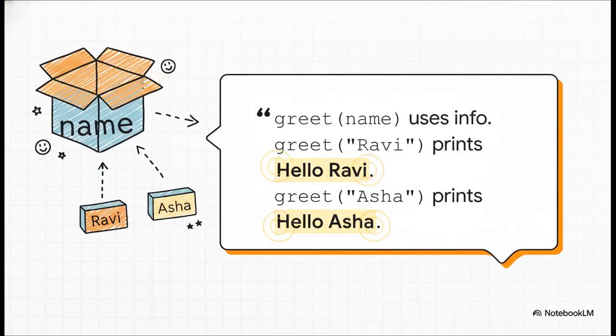Let's see this in action. Our greet function has one parameter, one input box called name. So when we call greet and give it Ravi, the name Ravi gets dropped right into that box.